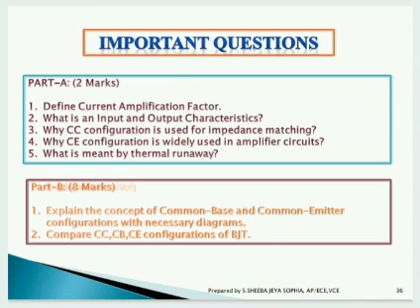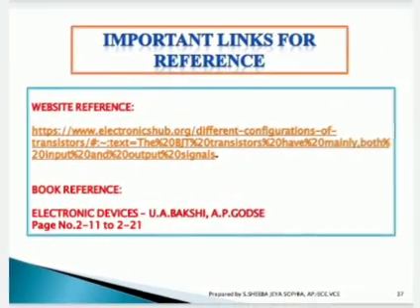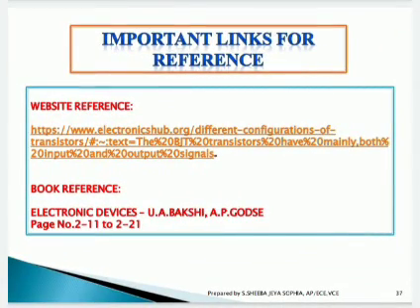Moving to the part B questions. Available questions are: you can be asked to explain the common base, common emitter, and common collector configurations individually with their separate circuit diagrams for both NPN and PNP configuration. And also comparison between CB, CE, CC configuration can also be asked. So these are all the important points according to the topic we have discussed now, and the corresponding book reference is Electronic Devices by UA Bakshi and AP Godse, page number 2-11 to 2-21, which corresponds to the topic we have discussed today.